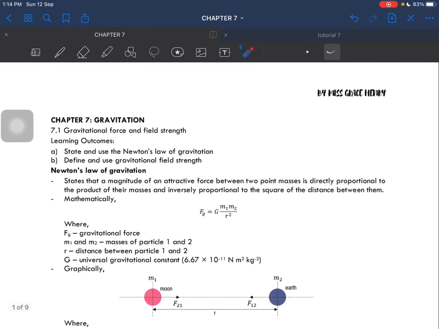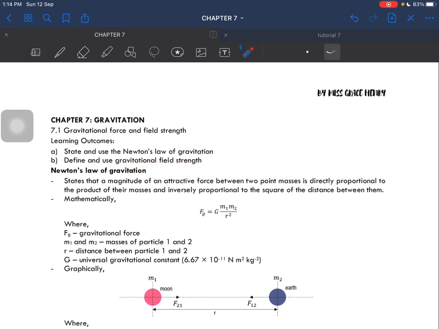Hello, welcome back everyone. Today we will be entering chapter 7, which is on gravitation. There are three subtopics in this chapter. The first one is on gravitational force and field strength. In this subtopic, you should be able to state and use Newton's law of gravitation, which is this one. And lastly, you should be able to define and use gravitational field strength.